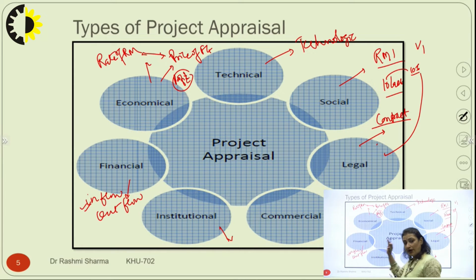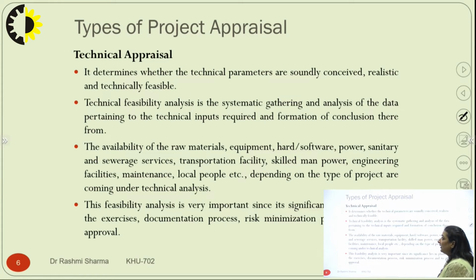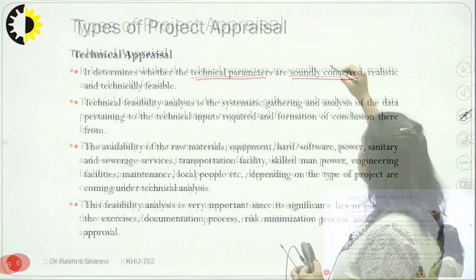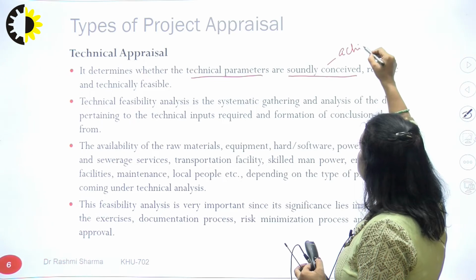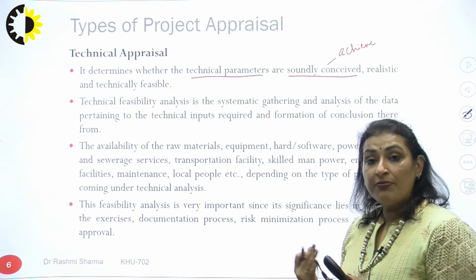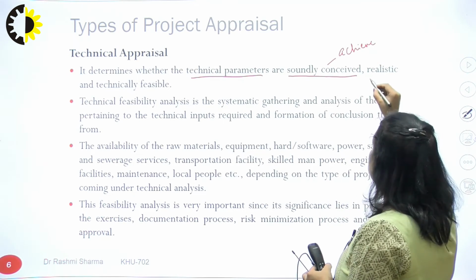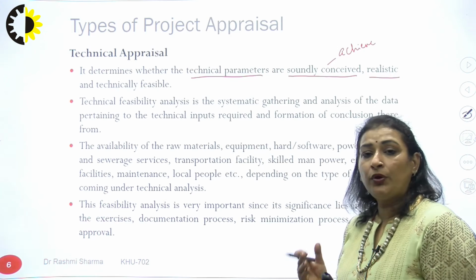These are a brief overview of the different project appraisals. One by one we will take these into detail. So first of all, what do we mean by technical feasibility? Technical appraisal is determined when we have different technical parameters which are soundly conceived. Obviously we have to achieve those things. Conceiving means you have to achieve them. You should have practically achieved those things. They should be realistic, not superficial.